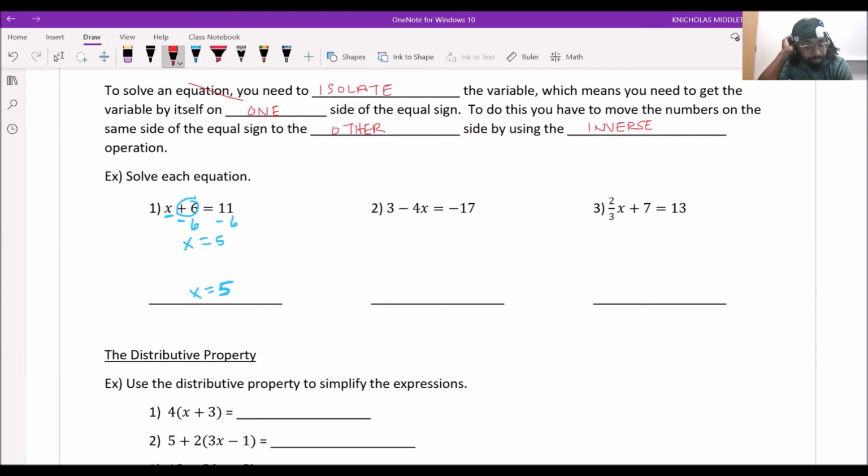Looking at the next problem, I have 3 minus 4x equals negative 17. I'm trying to get x by itself. Again, I need to move the things around it away. So here's where I'll start. I need to move this 3 away. Now in the last problem, the 6 had a positive in front of it. What does this 3 have in front of it?